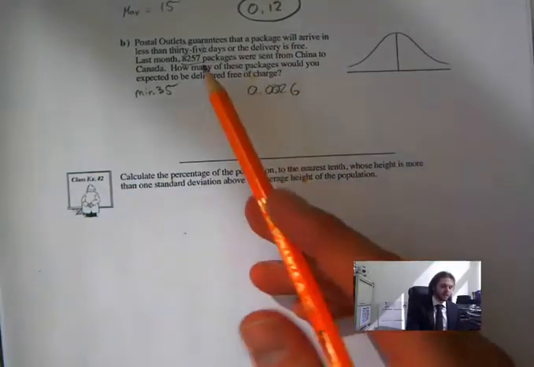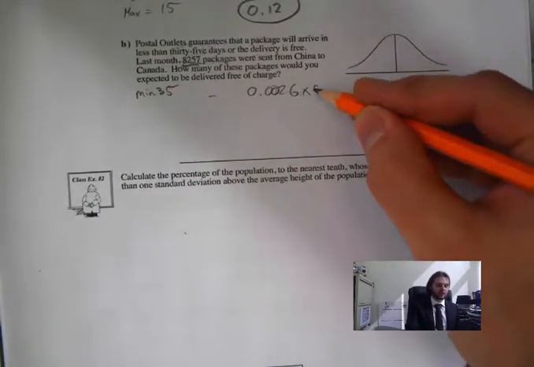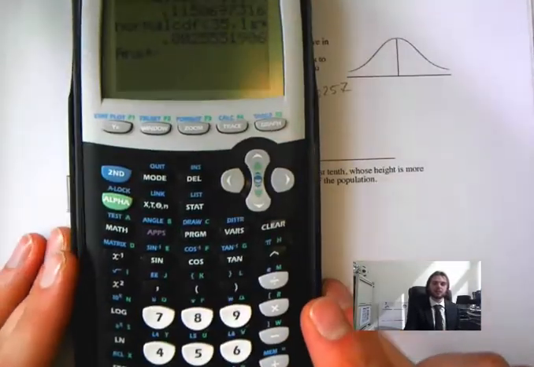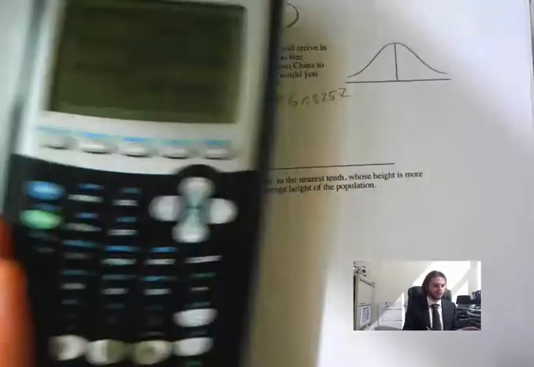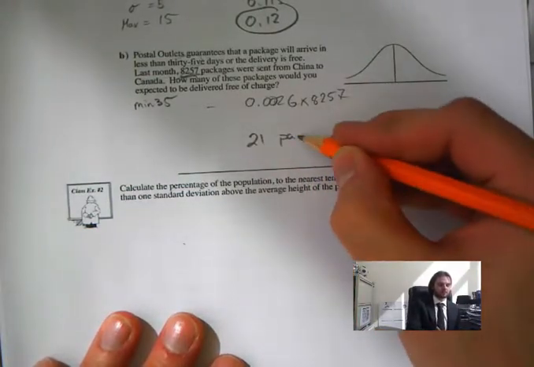Now it asks how many of these packages will be free. So I'm going to have to multiply that probability by 8257. Now I get 21. So there will be around 21 packages delivered for free.